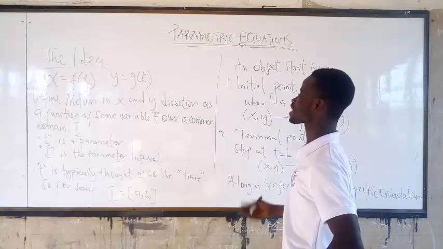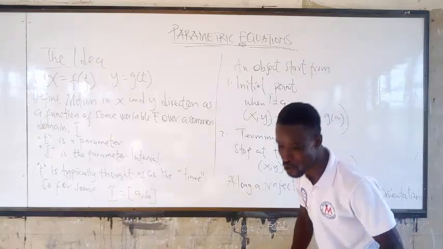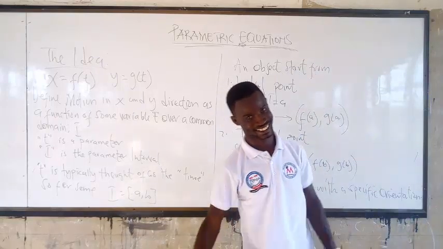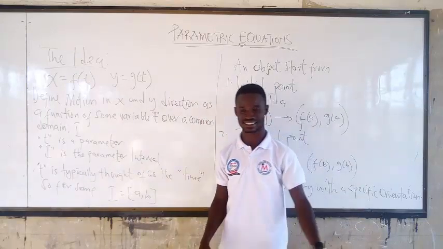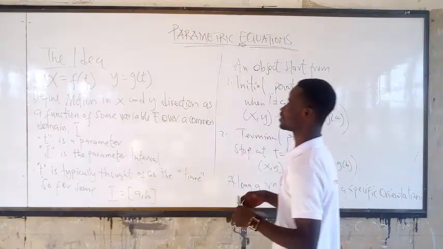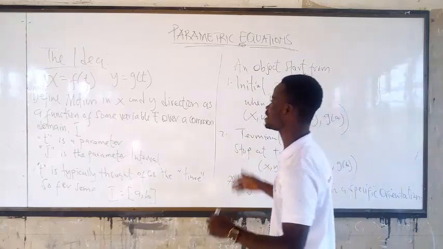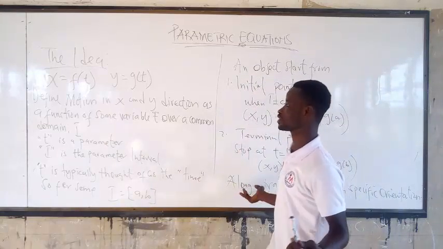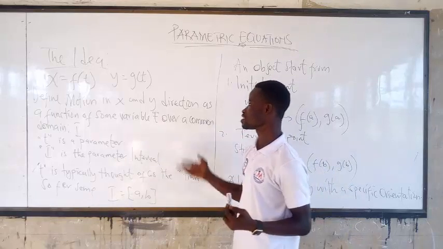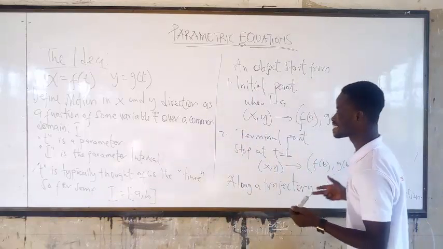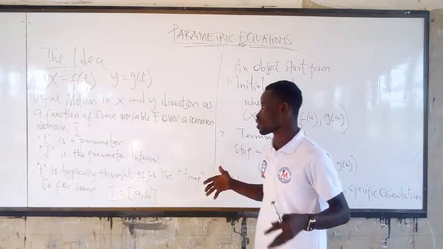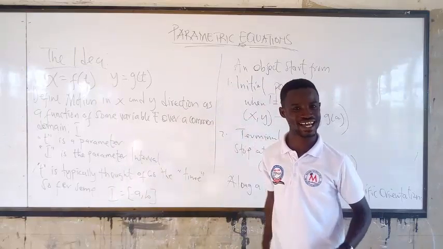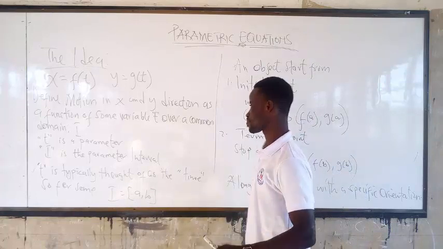Now, in the parametric equation, it's all about motion in a plane. It's all about motion in what? A plane. Alright? Okay, so you love it. So define motion in x and y direction as a function of some variable t over a common domain. And that domain is what we call the interval. Alright? You love it.